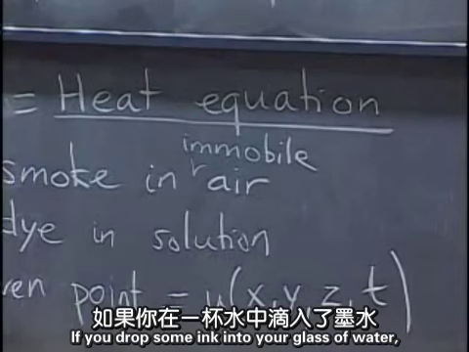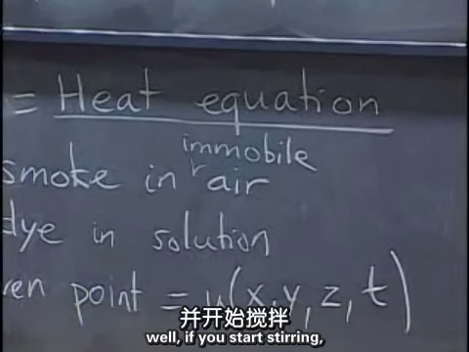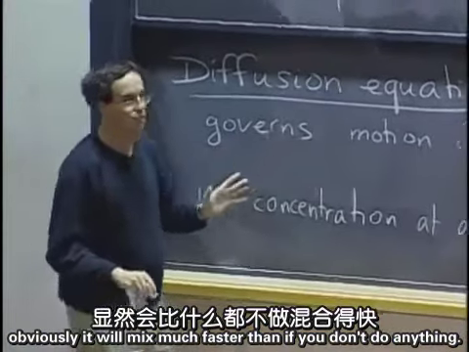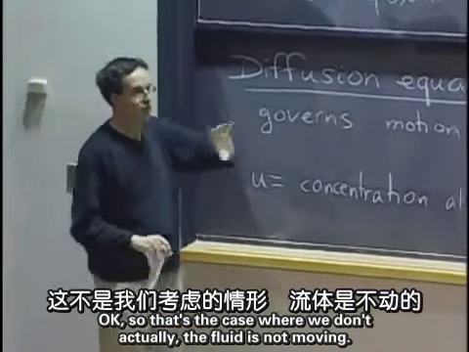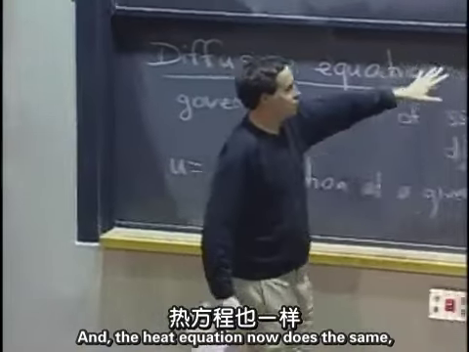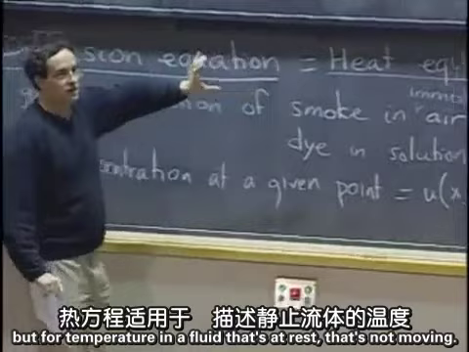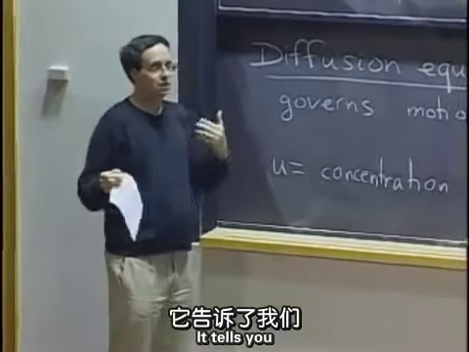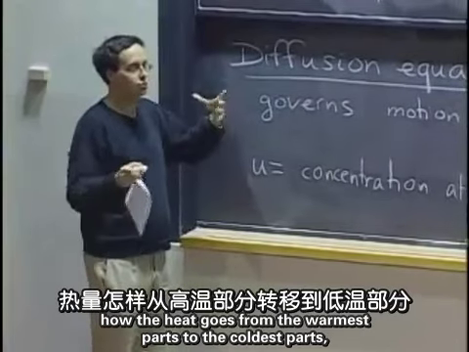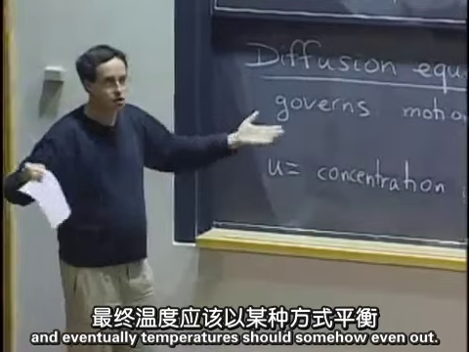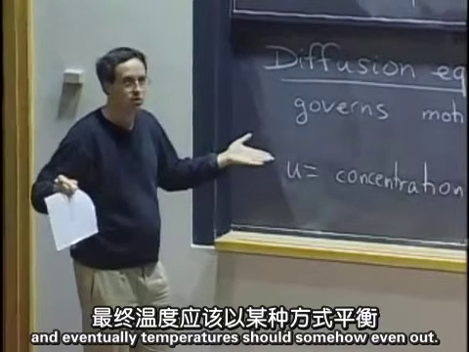If you drop some ink into your glass of water, well, if you start stirring, obviously it will mix much faster than if you don't do anything. So that's the case where the fluid is not moving. And the heat equation now does the same, but for temperature in a fluid that's at rest, that's not moving. It tells you how the heat goes from the warmest part to the coldest part, and eventually temperatures should somehow even out.